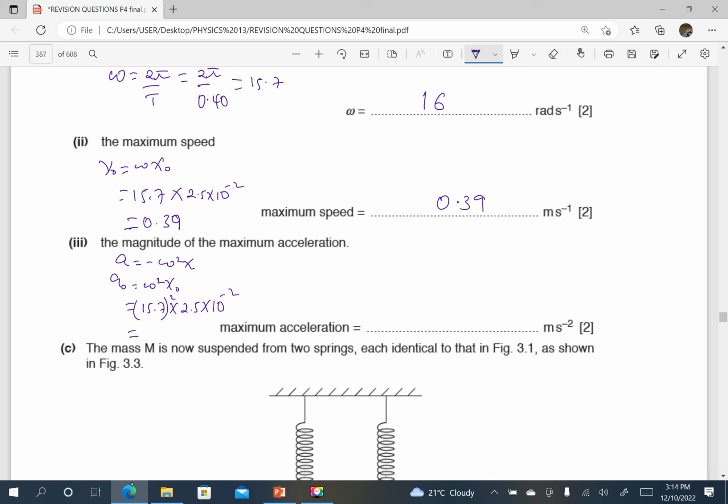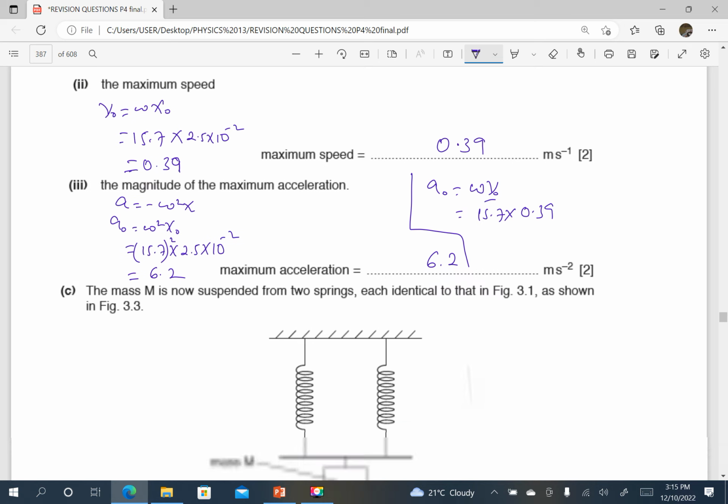So from my calculator, this is 6.2 meters per second squared. Alternatively, you can look at acceleration maximum as being equal to omega times V naught maximum. And V naught maximum, you have it above. So this is another alternative. So this could be omega, which is 16, or 15.7 to more significant figures, times 0.39. It will give you approximately the same value.